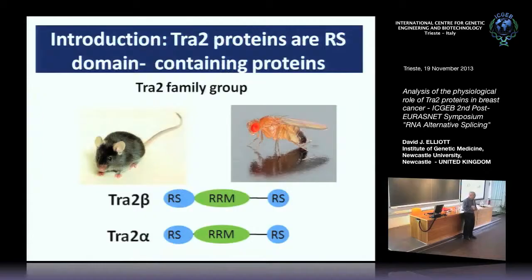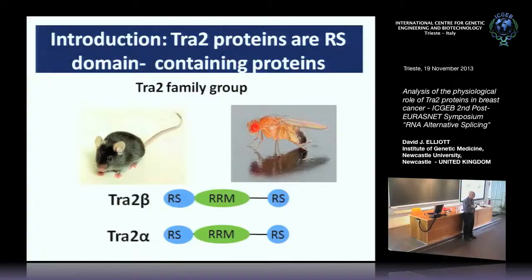So just to give you a bit of background first about the Tra2 proteins. Tra2 proteins are very conserved splicing regulators. They're found in fruit flies where there's a single Tra2 protein involved in sex determination. And they're also found in mammals as well, where there are two proteins, Tra2 alpha and Tra2 beta. Now, in structure, they have a central RRM flanked by arginine serine-rich regions. So central RRM flanked by RS regions.